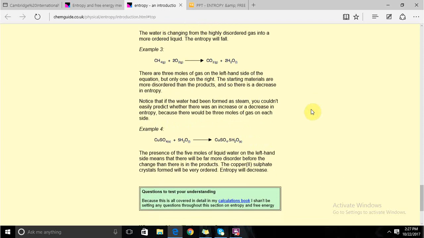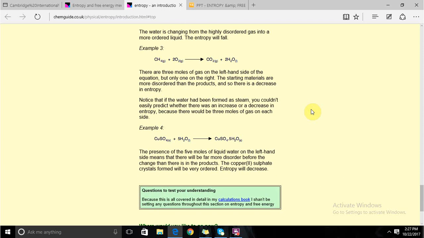And if we are going on to example 4, which is basically copper sulfate and water, and this is hydration, and the presence of the 5 moles of liquid water on the left hand side means there will be far more disorder before the change than the after, and therefore the copper sulfate crystals formed will be very ordered and the entropy has fallen, because we have a total of 6 here and 1 over here, and lesser number of atoms mean a decrease in the entropy.